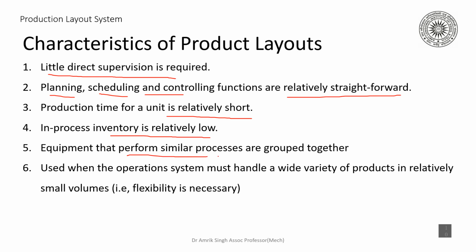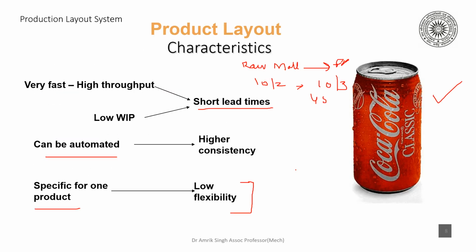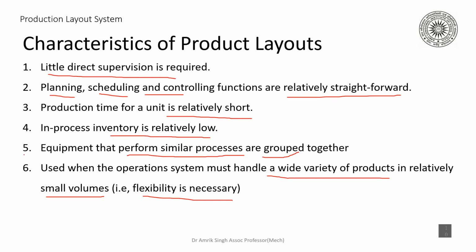Equipment that performs similar processes is grouped together. And the operation system must handle a wide variety of products in small volume. That means the flexibility is very small. So if we want to make another cold drink instead of Coca-Cola, but in a similar can of the same volume and the same size, then we can shift with some changeovers. But this flexibility is very small.